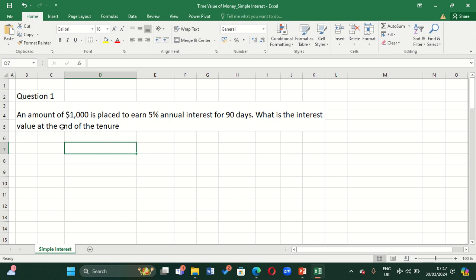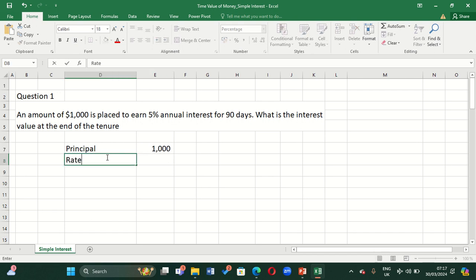So look at it. We have 1,000 that is placed for 5% annual interest for 90 days. So what is the interest value at the end of the tenure? In this case, you can easily use an Excel function for this. But before we go about it, we have to define the parameters. So we have the principal to be 1,000 USD.